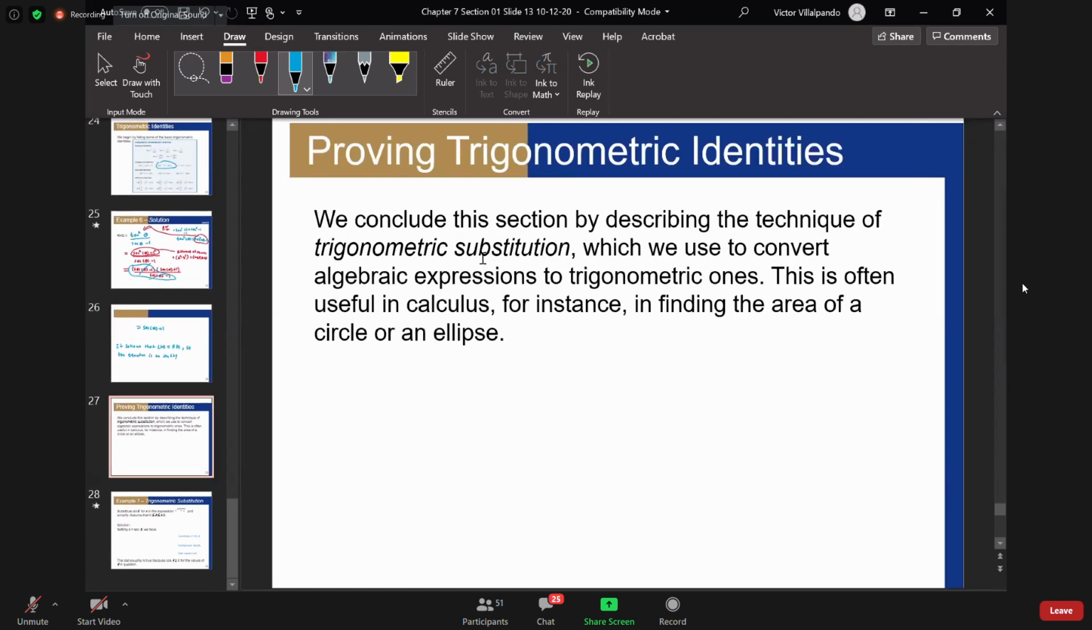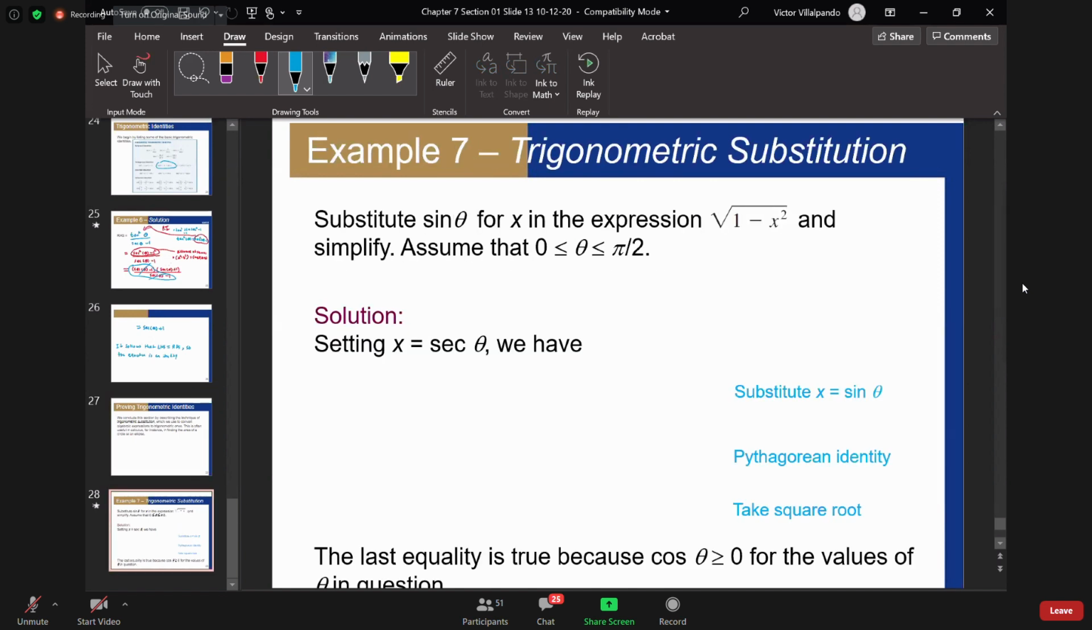They say we conclude this section by describing the technique of trigonometric substitution, which we will use to convert algebraic expressions to trigonometric ones. This is often useful in calculus, for instance, in finding the area of a circle or an ellipse. One slide here. One more slide. We're almost done.